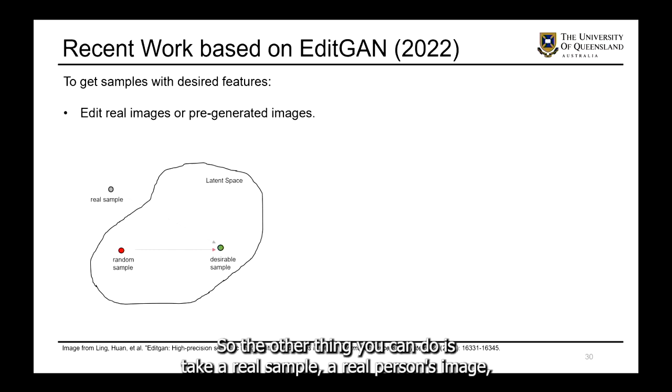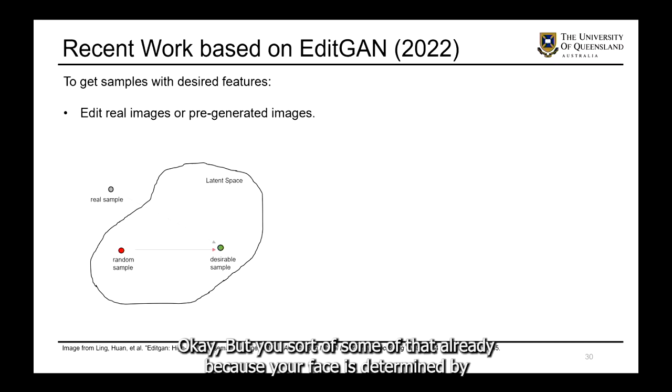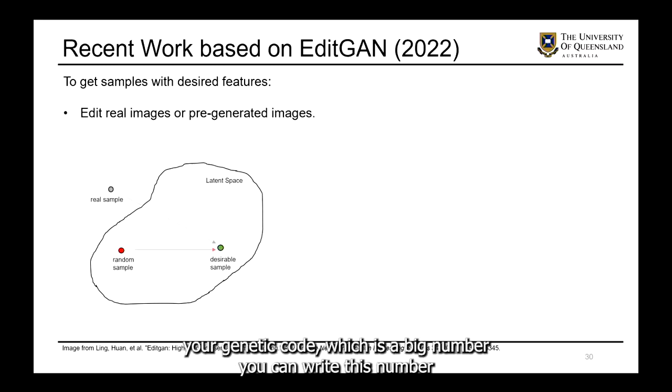The other thing you can do is take a real sample, a real person's image, and convert them into a number in latent space. So you find the point in latent space that corresponds to a given person. And the translation could be pretty good, so that you can basically turn yourself into a number. Okay? But you're sort of that already, because your face is determined by your genetic code, which is a big number. You could write it as a number, and that number says what you look like and how you look like at every age.